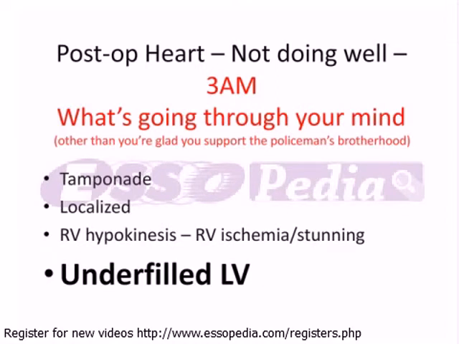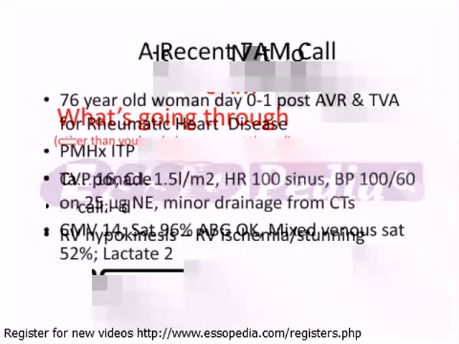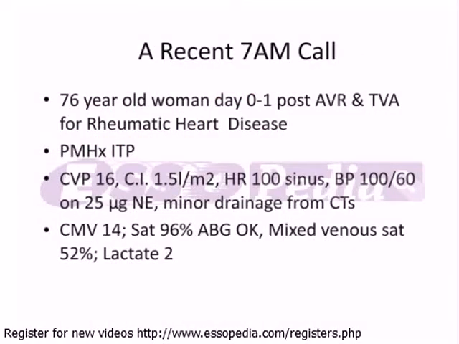This is a recent 7 a.m. call. A 76-year-old lady who's on the first night after aortic valve replacement and tricuspid valve angioplasty for rheumatic heart disease. She has a past history of ITP, and you can see from her hemodynamic parameters and the medications that she's on, she's not doing so well.